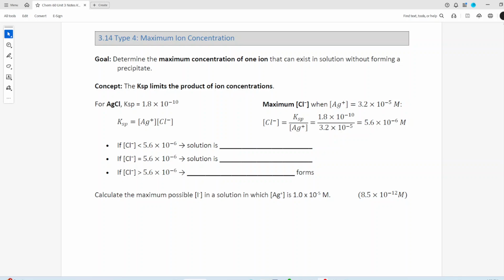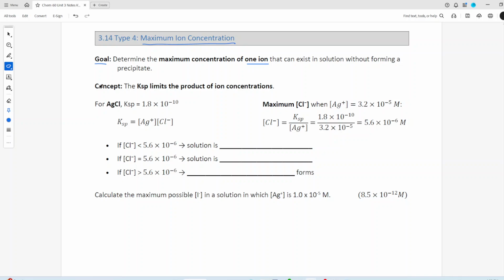Right, this is the last type of KSP question in Unit 3. So this is type 4, called the maximum ion concentration problems. Our goal for these is to determine the maximum concentration of one ion that can exist in a solution without forming a precipitate.